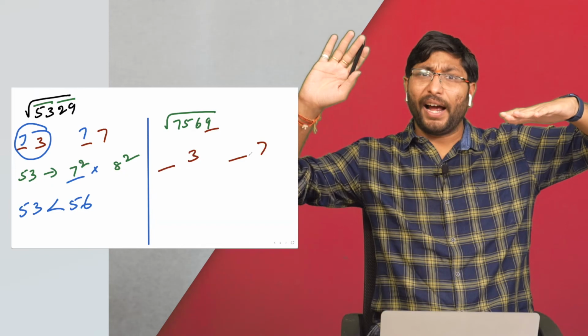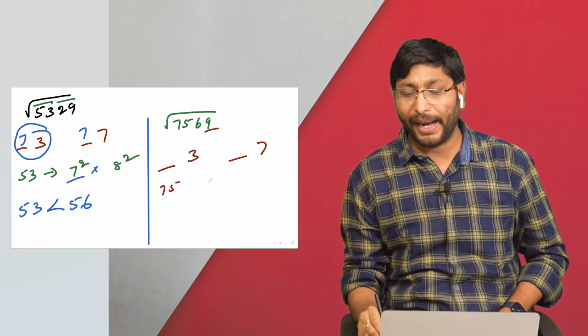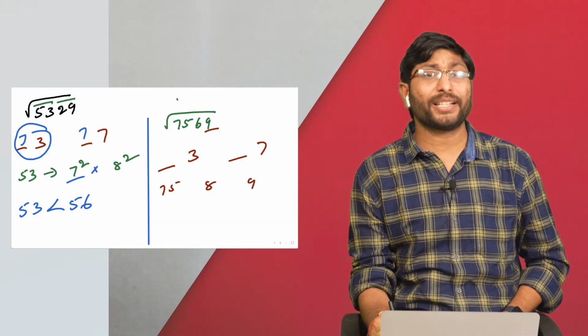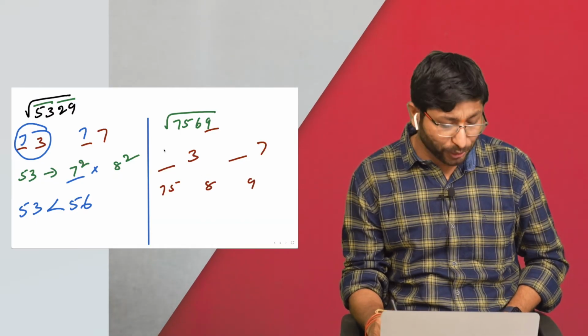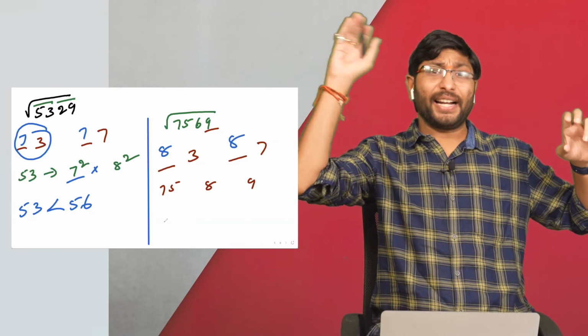8 square and 9 square. So comparison 75, 8 and 9. So obviously the lowest number is 8. So 83 or 87. So you need to compare 8 and 9.